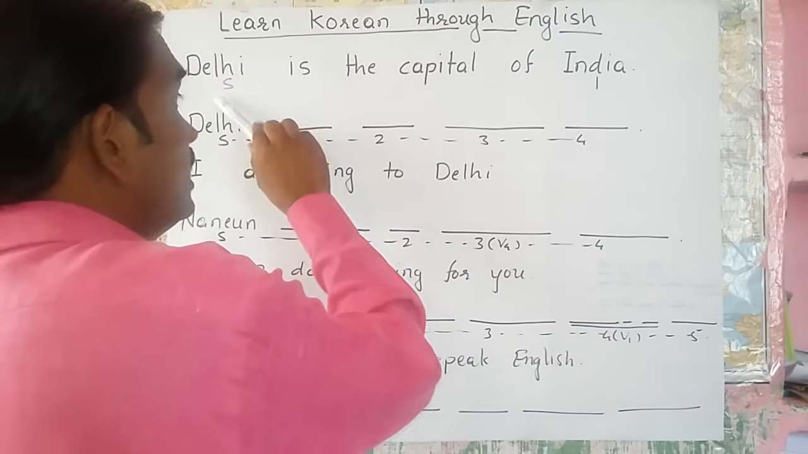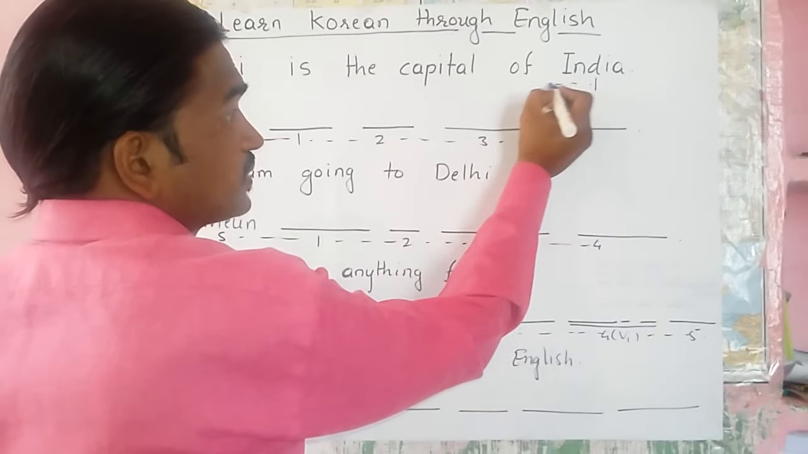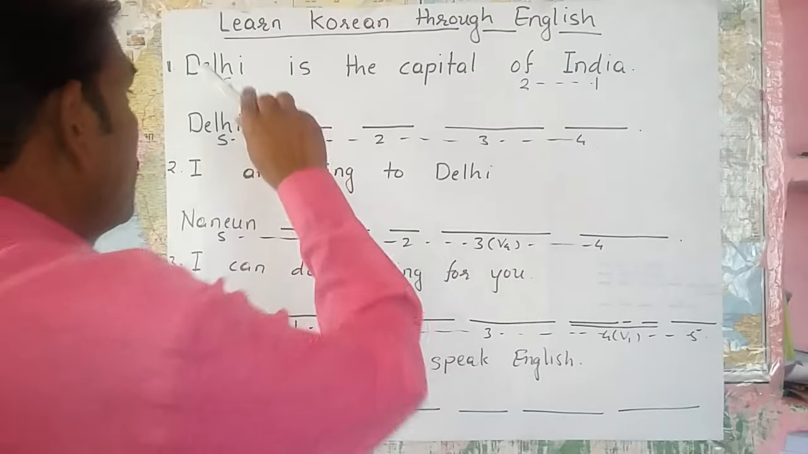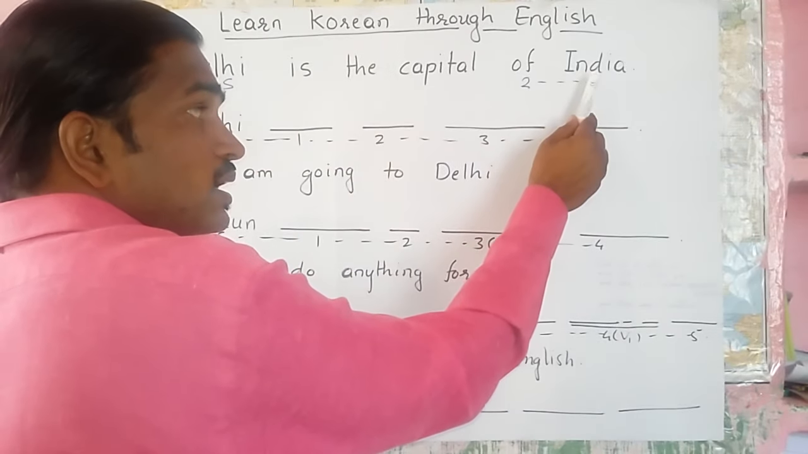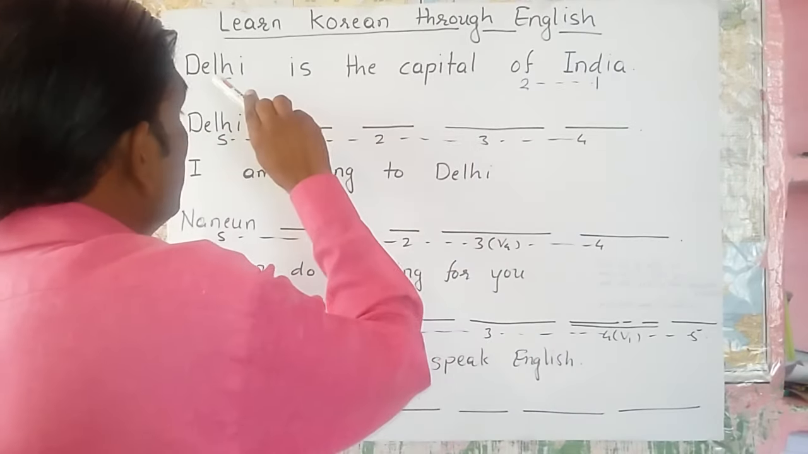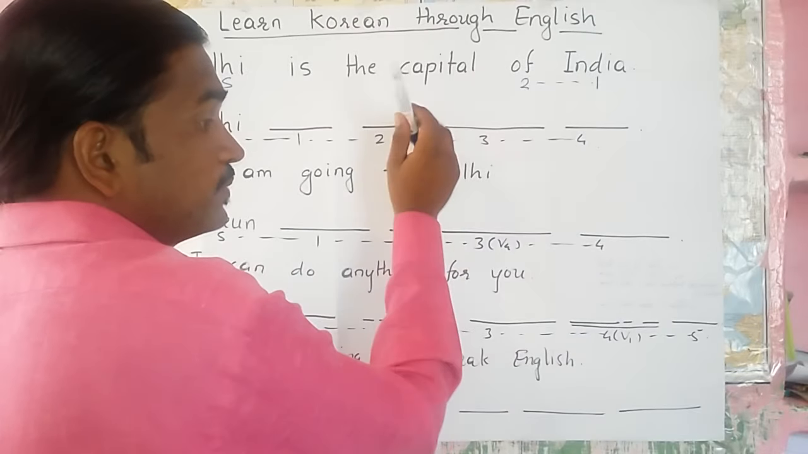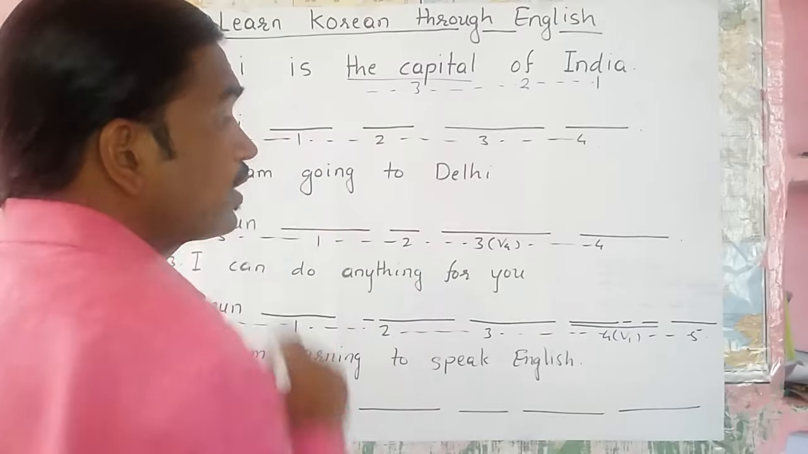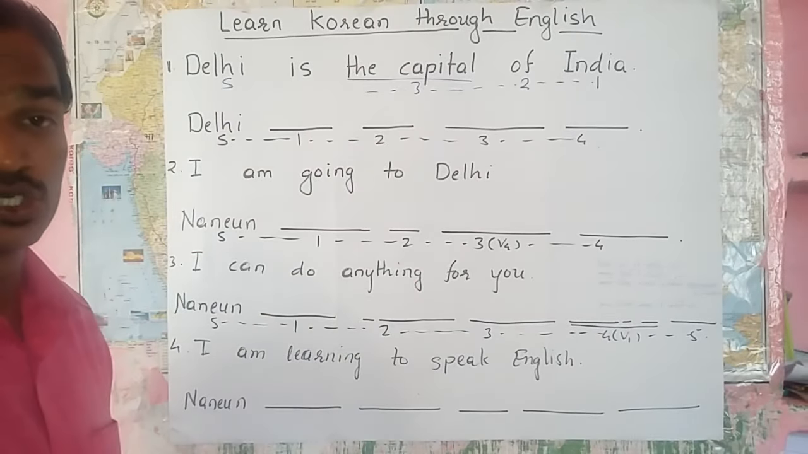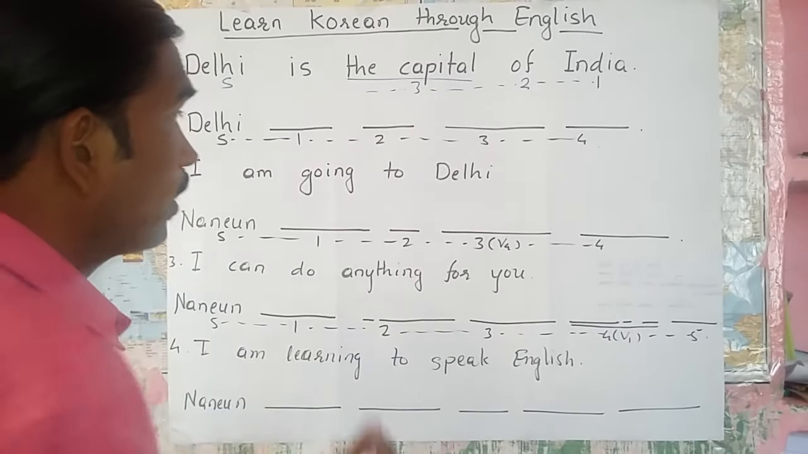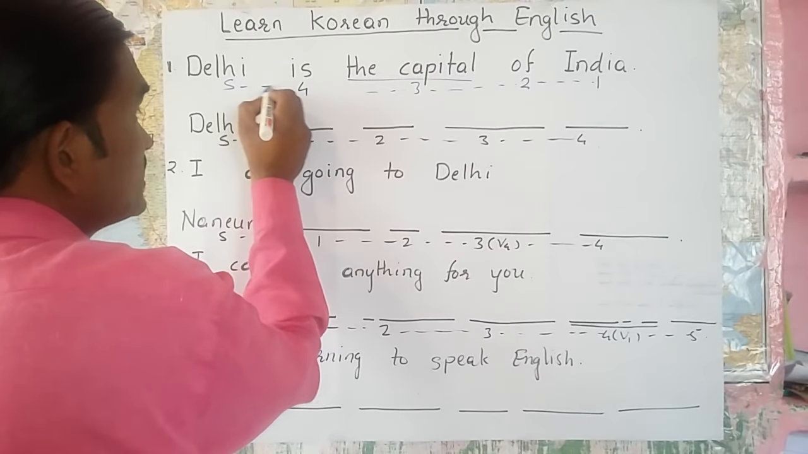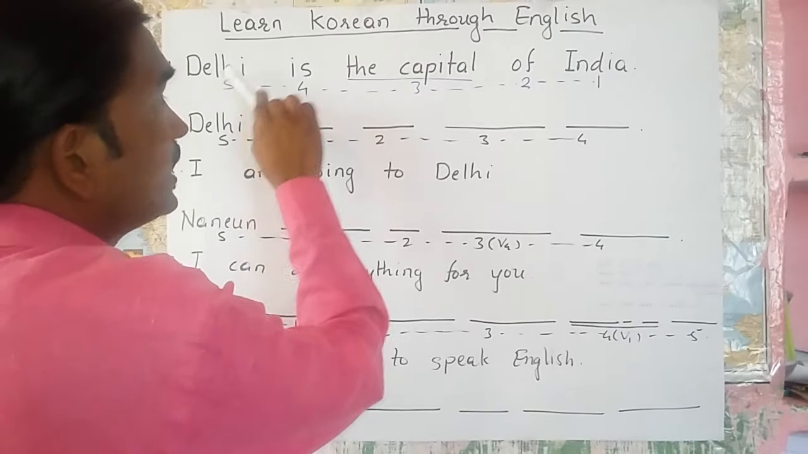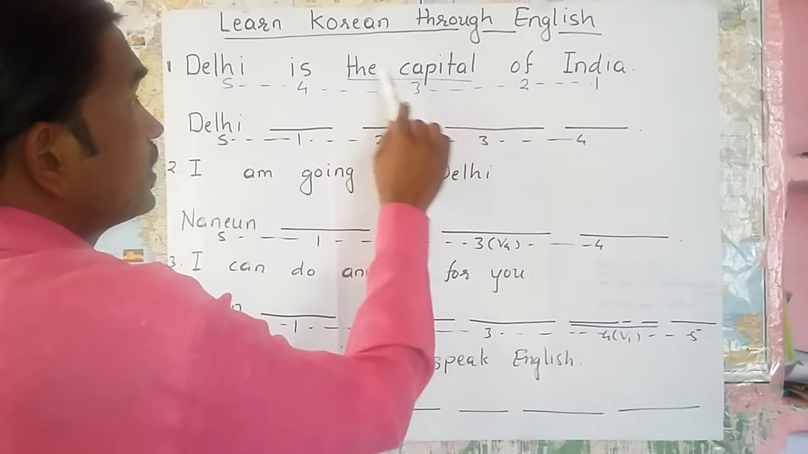Look here, Delhi, Indo. Before one, above two is off. The Korean word for off is we. Delhi, Indo, we. Before two, above three is the capital. The Korean word for capital is Sudo-in. Before three, above four is east. The Korean word for east is Ida. Look here. Delhi, Indo-we, Sudo-in, Ida.